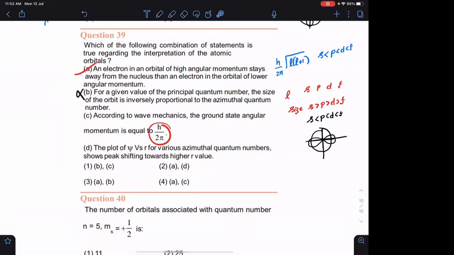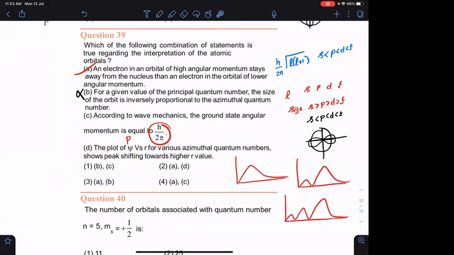Okay, look at option D: the plot of psi versus R for various azimuthal quantum numbers shows peak shifting towards higher value of R. They're saying the plot of psi versus R. Here it has to be probability versus R, not psi versus R. If it is probability versus R, for 1s it looks like this, for 2s, this is right, and then for 3s. Yes sir, the peak is shifting towards right for the probability versus R. It's not for psi versus R. Is that clear? Yes sir.